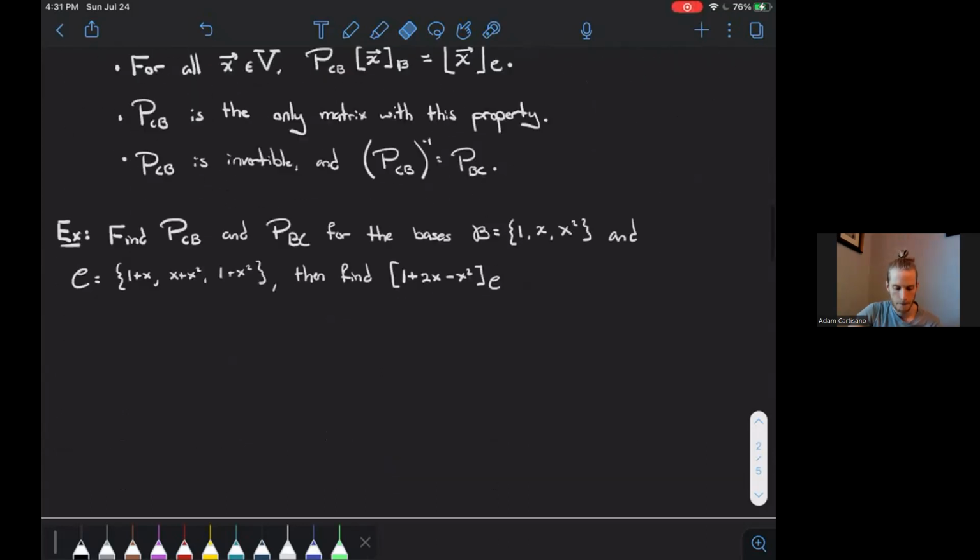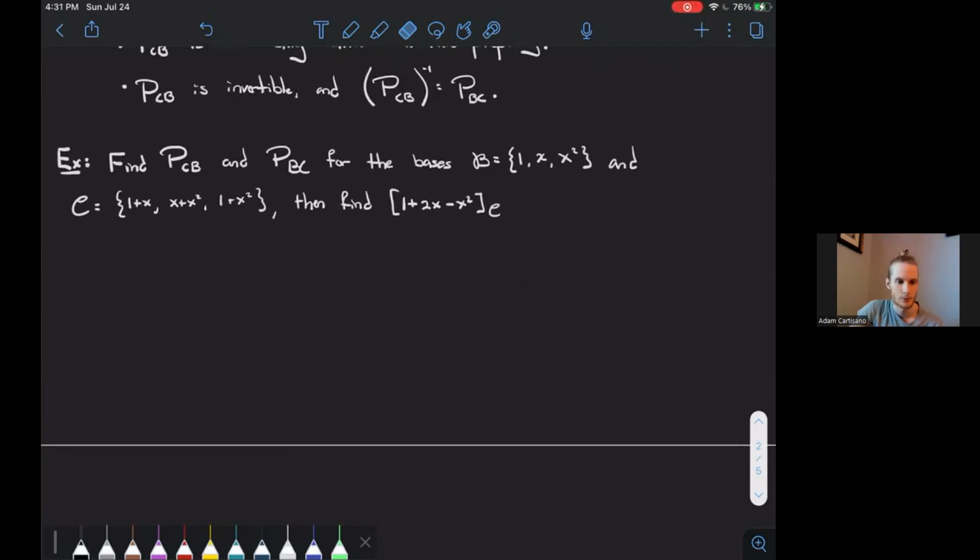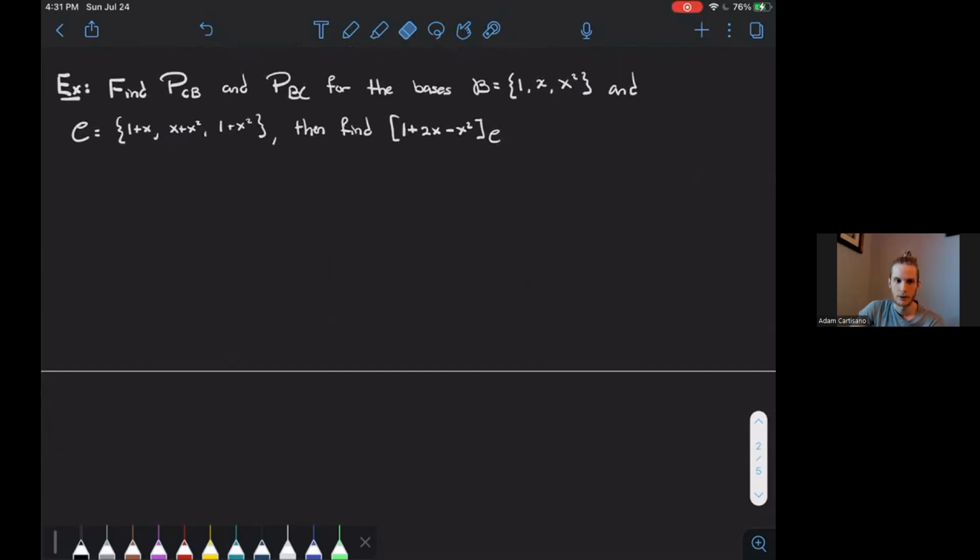So, this is most of what we're going to do from now on: examples. This one says find P_CB and P_BC for the bases B, which is just the standard basis for P2, the vector space of polynomials of degree less than or equal to 2. If you didn't see the last video, you should watch it. And then C is, we did an example in that last video where we used the basis 1 plus x, x plus x squared, and 1 plus x squared. We're now going to figure out a dictionary to go between these two bases.